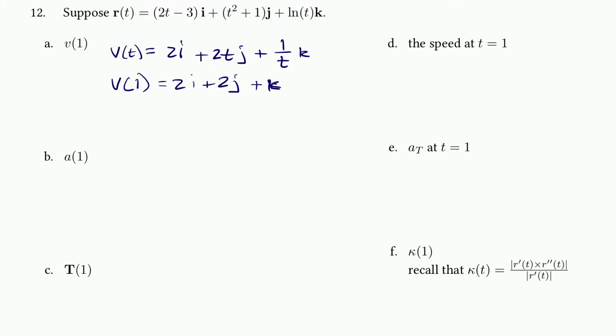And some of you, actually a considerable number of you, dropped the i, j, and k and just got 5. But velocity is a vector. It's pointing somewhere. So leave that in there.